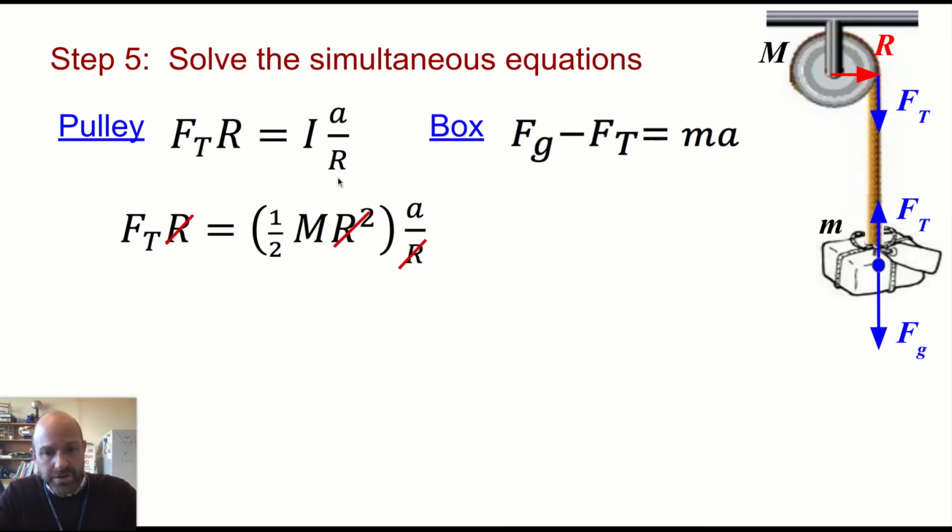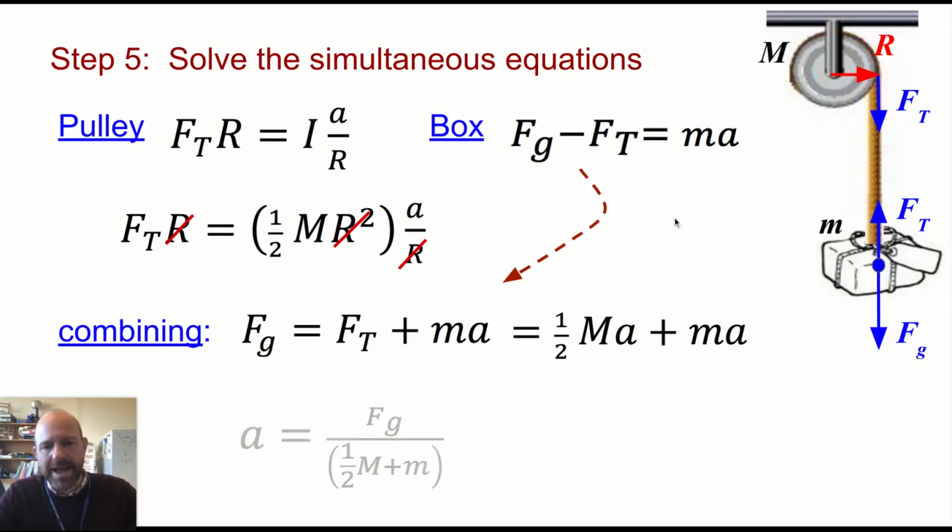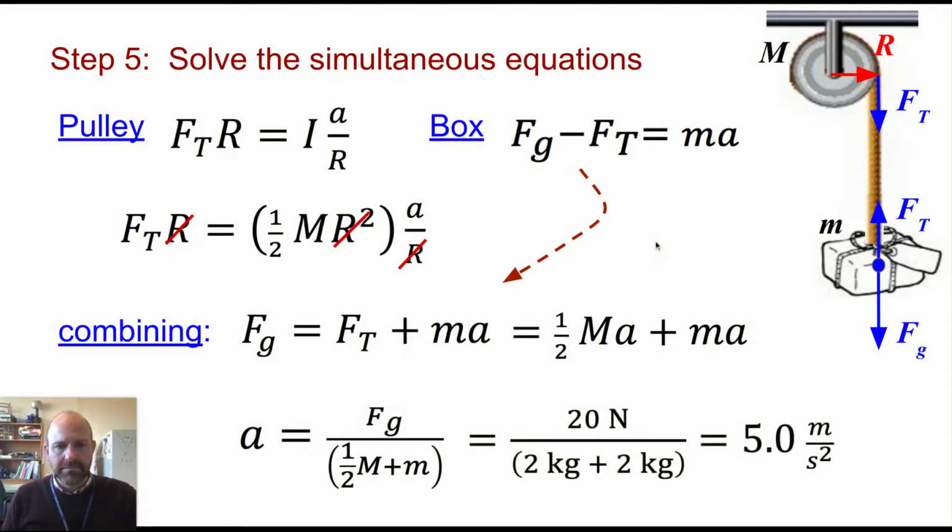A bunch of r terms actually cancel out, right? We have r squared there, we have a 1 over r, we have an r. And so we can combine these two equations to be Fg equals Ft plus ma, and because Ft is in that equation, that ends up being 1/2 ma plus ma. These are two different masses. We can solve for the acceleration, which is about 5 meters per second squared. Pretty straightforward.